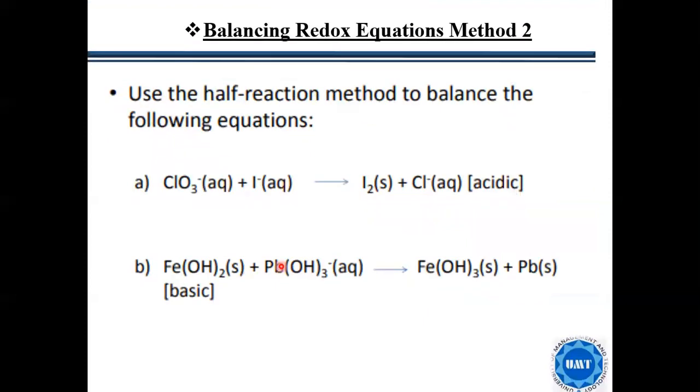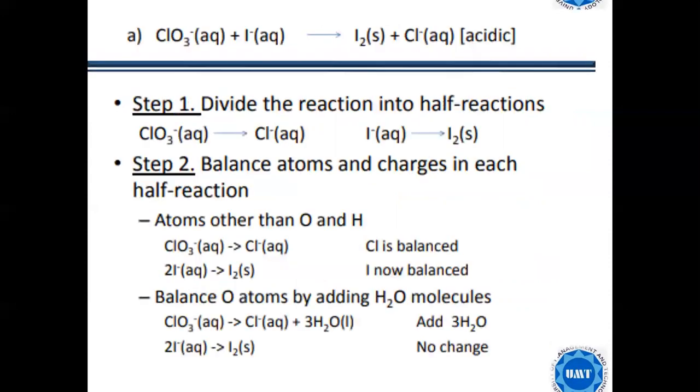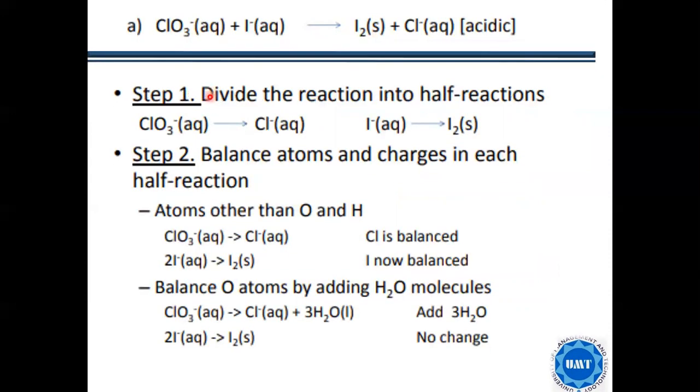So these are the two examples: chlorate ion and iodide ion. This one is in acidic media and this one is in basic media. Both differ from each other in the second method. So let's take a glimpse at both methods for these examples.